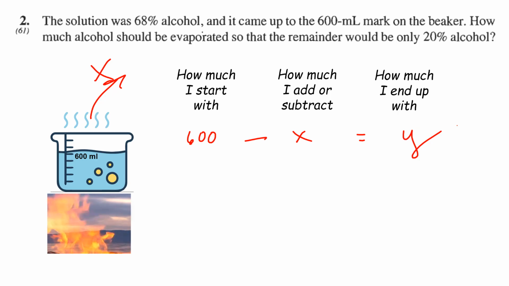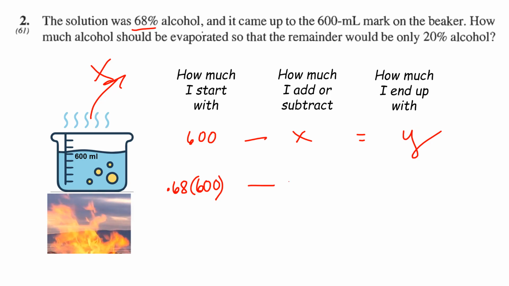All right, now we're going to write the same exact equation, except this time we'll just talk about the alcohol that's moving in this way. So we start out with how much alcohol? Well, 68% of that original stuff is alcohol. So 0.68 times 600. So 0.68 of 600, that's alcohol. 68% of that stuff is alcohol. So that's how much alcohol I start with.